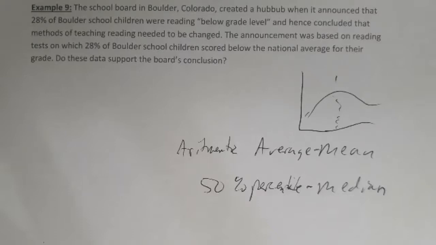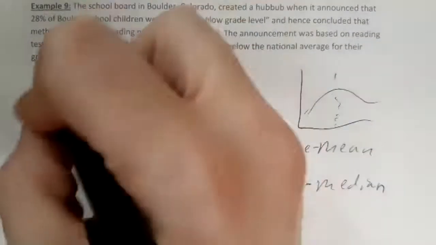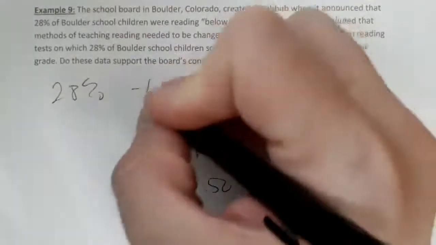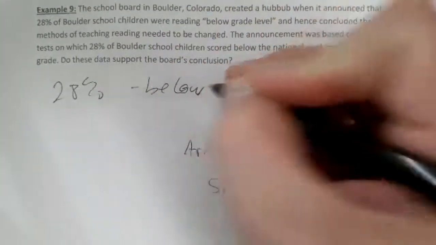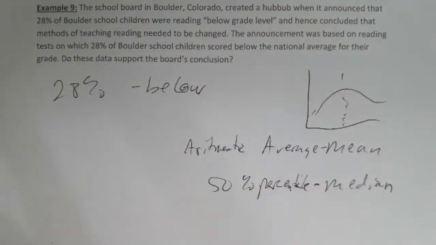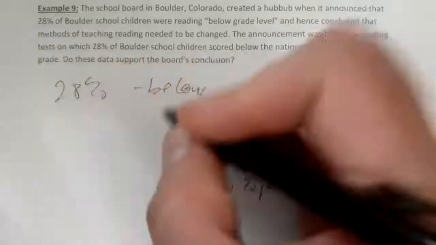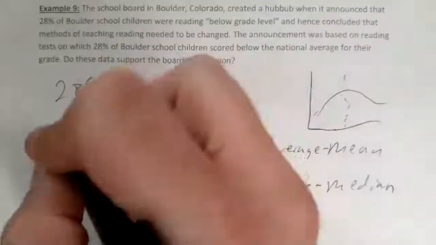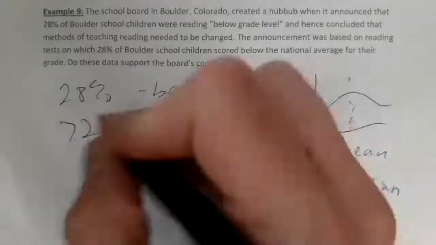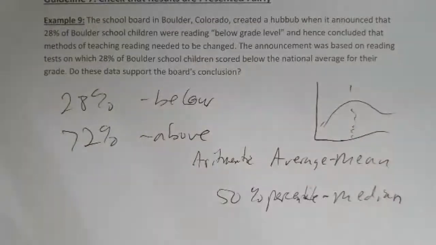So if that's true, the announcement was based on reading tests, and they figured out that 28% of the children were reading below grade level. If 28% are below grade level, that might seem like a large number, but if we think about what's above, that's 72%. So 72% are reading above their grade level. That sounds a lot better if you say it with this one first, right?